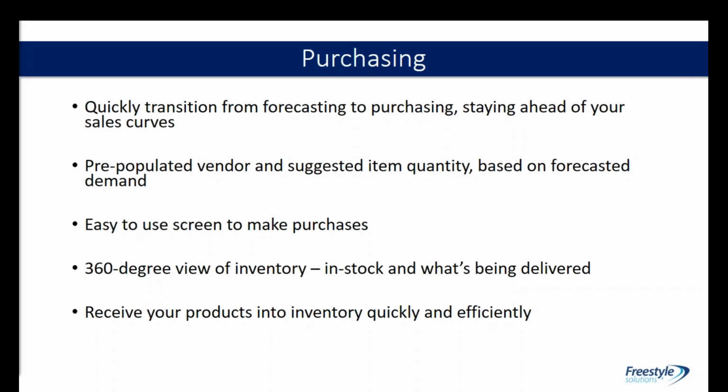And then a 360-degree view of inventory shows you what's currently in stock and what's being delivered, based on those expected dates you have. And then you have the ability to receive your products into inventory quickly and efficiently. We do have a scan and receive feature using some scanning capabilities within the system. That way you can accurately receive that inventory back into stock, as well as make sure you have your inventory officially accounted for.